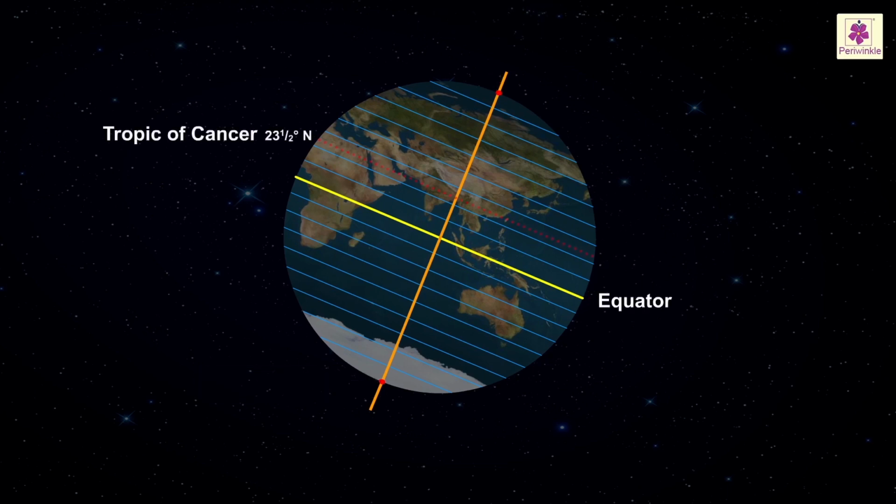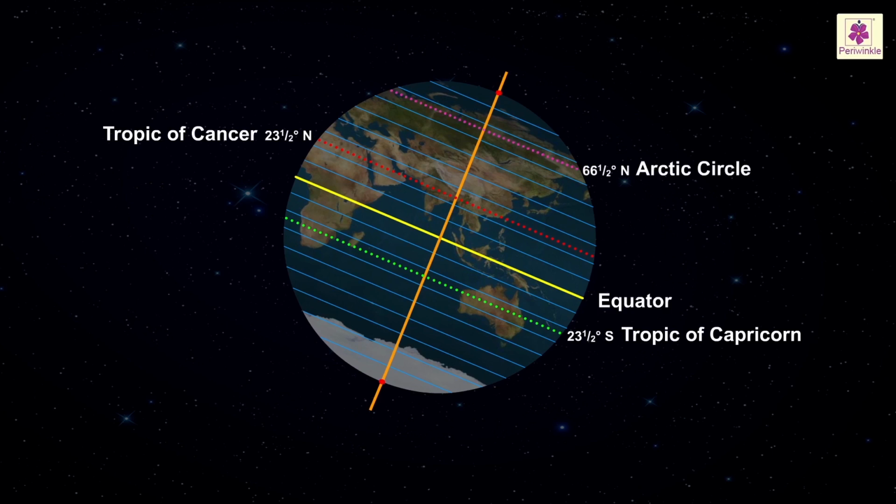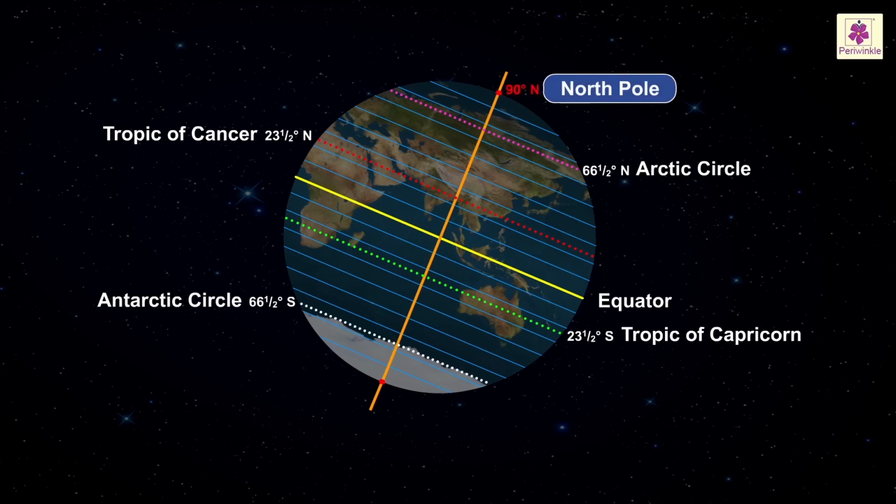They are: Tropic of Cancer is at 23.5 degrees north. Tropic of Capricorn is at 23.5 degrees south. Both these are named after the constellation of stars. Arctic Circle is at 66.5 degrees north. Antarctic Circle is at 66.5 degrees south. North Pole is at 90 degrees north. South Pole is at 90 degrees south.